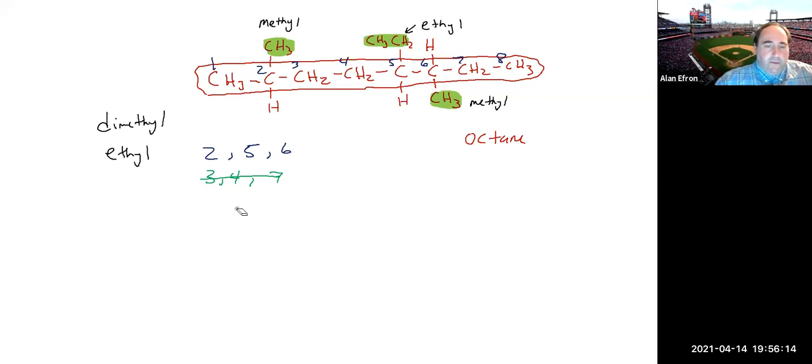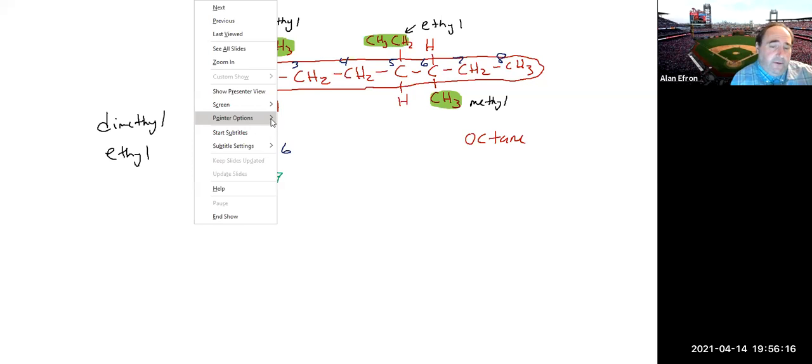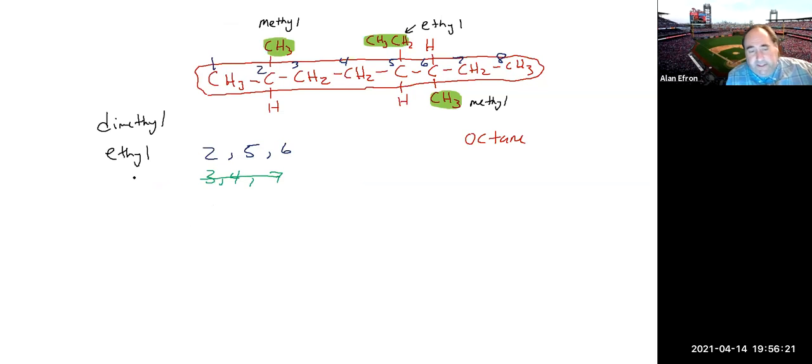Okay. So now that we've established that we're numbering in the blue direction, we're pretty much done. We know that we have a methyl group at carbon number 2, and also at carbon number 6. So that's 2,6-dimethyl in terms of our naming. We have an ethyl group at carbon number 5. That's a 5-ethyl. What is left but alphabetical order here?